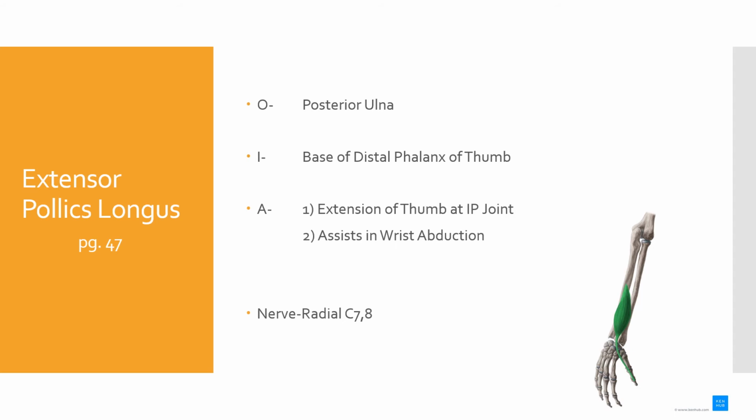Extensor pollicis longus, origin, posterior ulna. Insertion, base of distal phalanx of thumb. Two actions include extension of thumb at IP joint, and it also assists in wrist abduction.